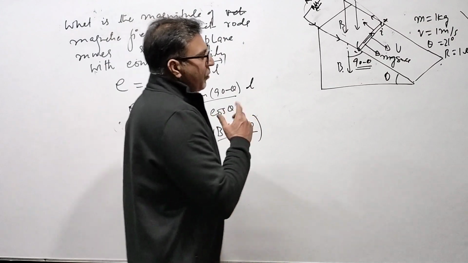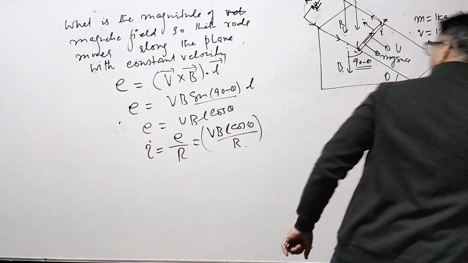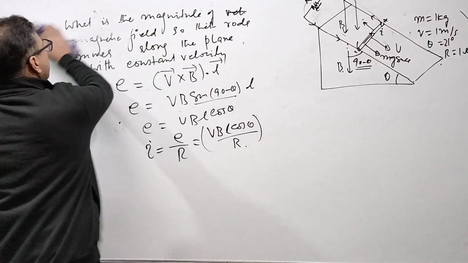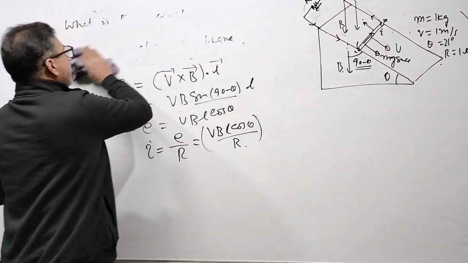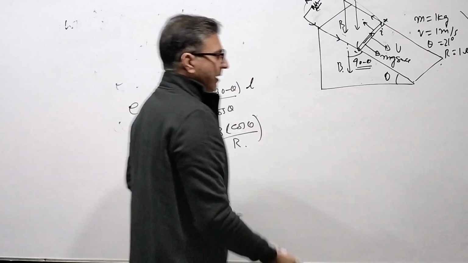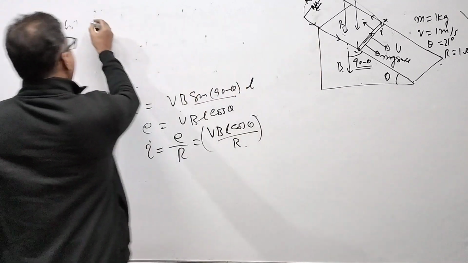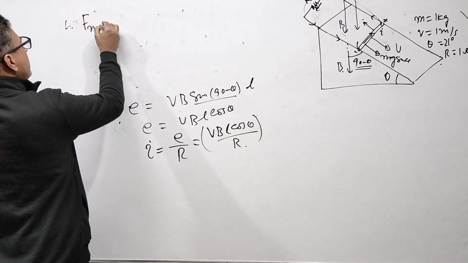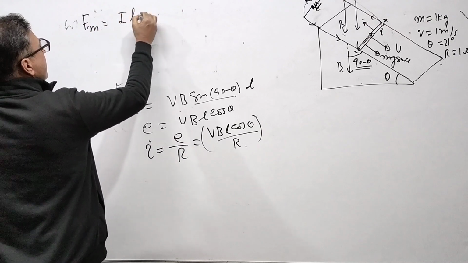तो उस सूरत में what is the force on the conductor? How much is the force? It is the current carrying conductor in the magnetic field, and we have to find how much is the force, and we know the formula. The formula is FM is equal to ILB.